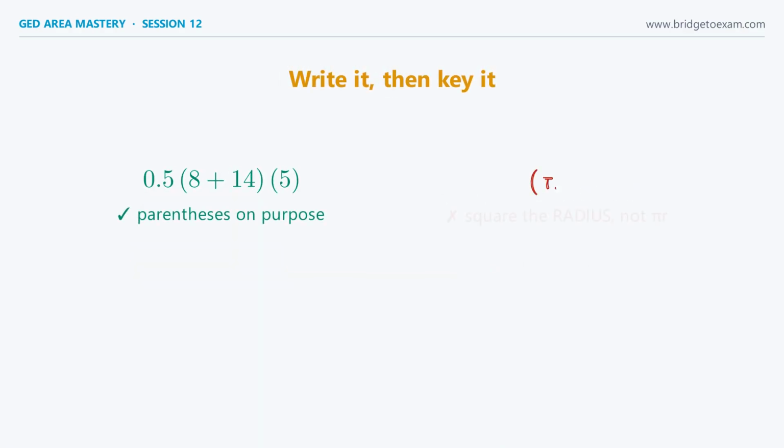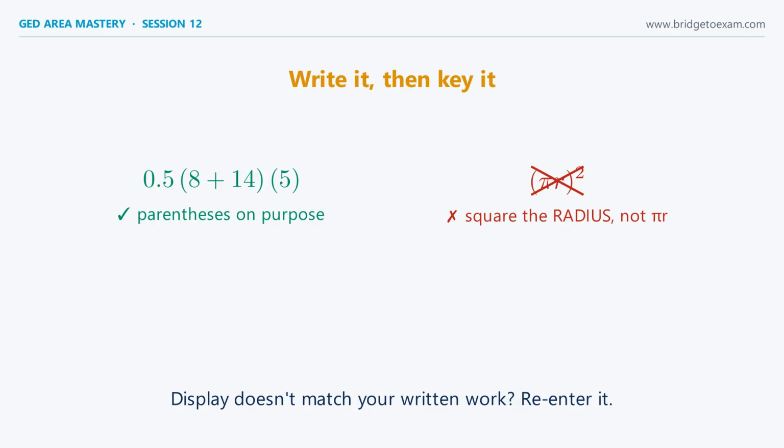Calculator discipline. Write the expression before you enter it. For a trapezoid, put the parentheses in deliberately. For a circle, square the radius, not the result of pi times r. If the display doesn't match your written work, re-enter it.